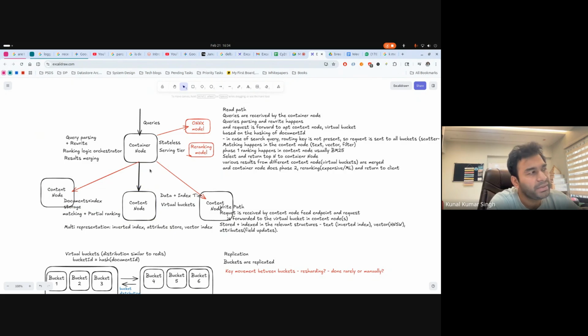So this helps me very easily do a read scale up. For reads, I don't need to do a scatter gather at this layer. I will just pass on the request to any of the content nodes, take the result and return it to the user. So this helped me scale my reads a lot, right?